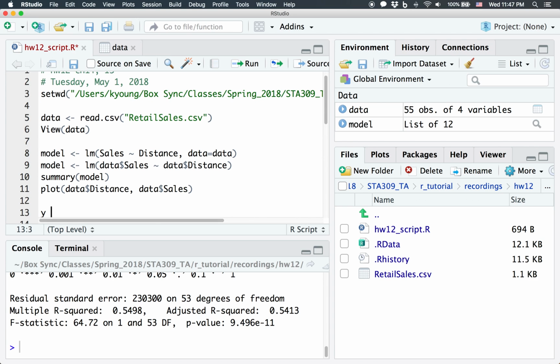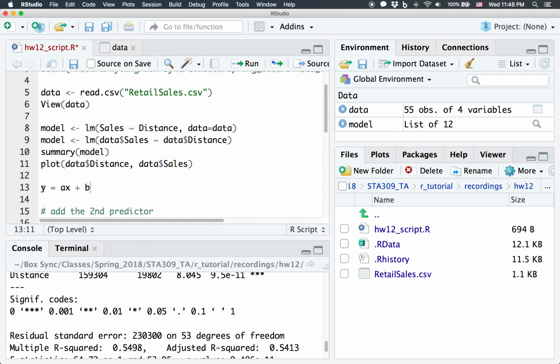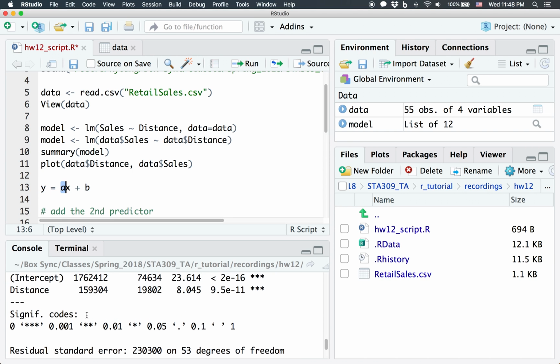By running the regression model, we know that our regression model should have this form. So here, y, the response variable, is sales, and a, the parameter of our slope, or the slope, is this number, and then b is the intercept.